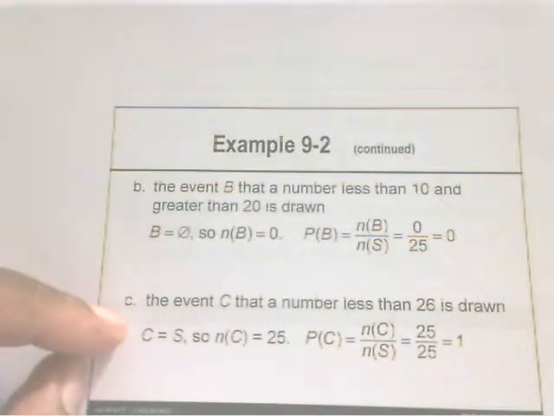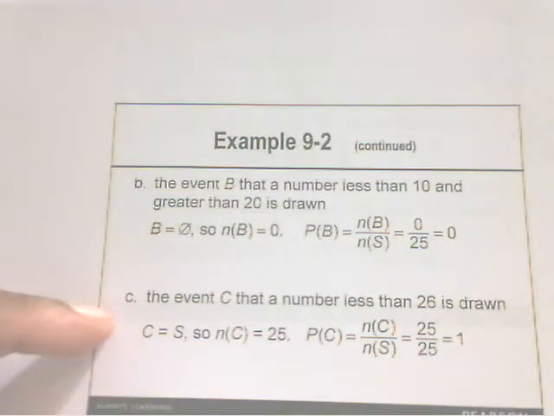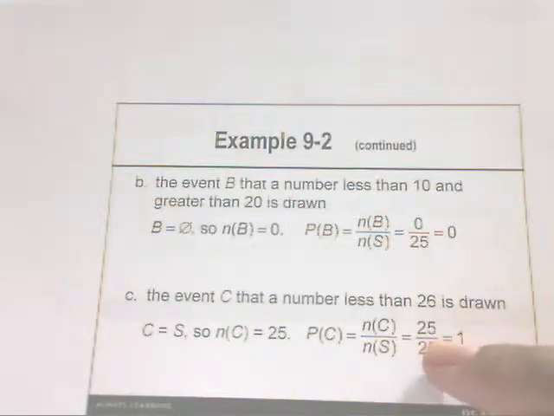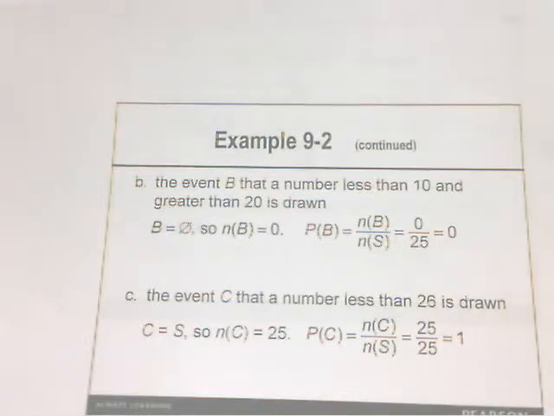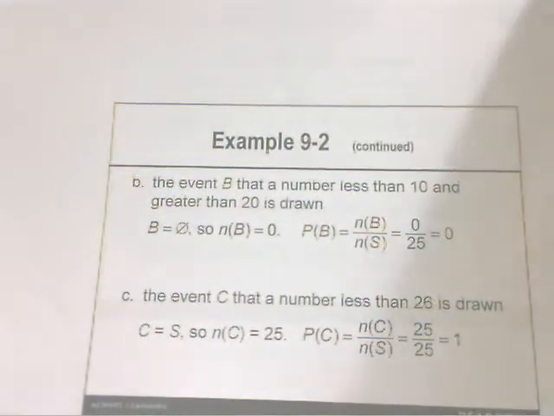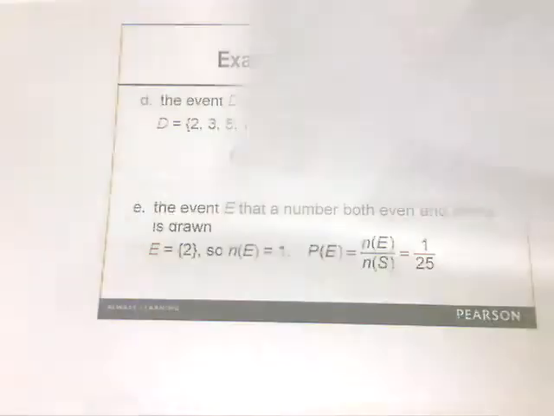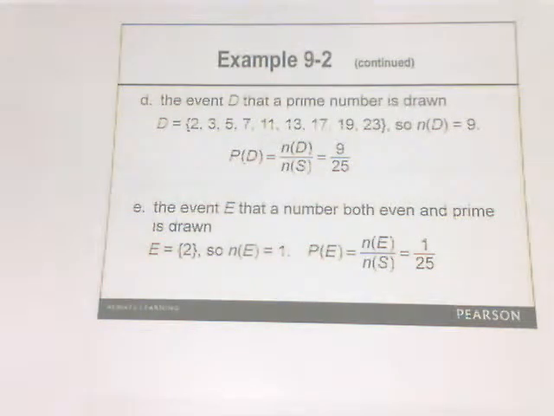And then part C, the event C that a number less than 26 is drawn. Well, you have 25 numbers from 1 through 25, and they're all less than 26. So the probability for event C will be 25 out of 25, which is simply 1. Now these two examples, B and C, are a certain type of event. Well, we'll get to that a little bit later.